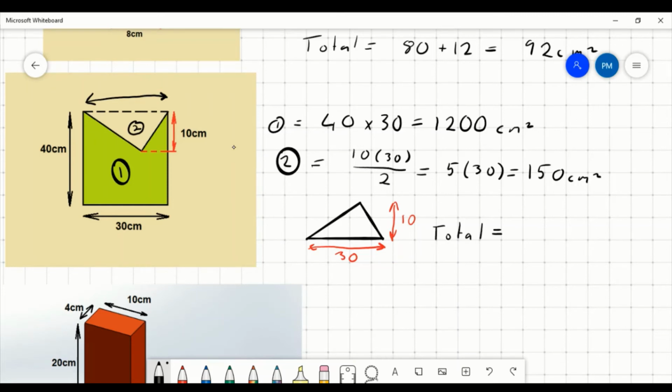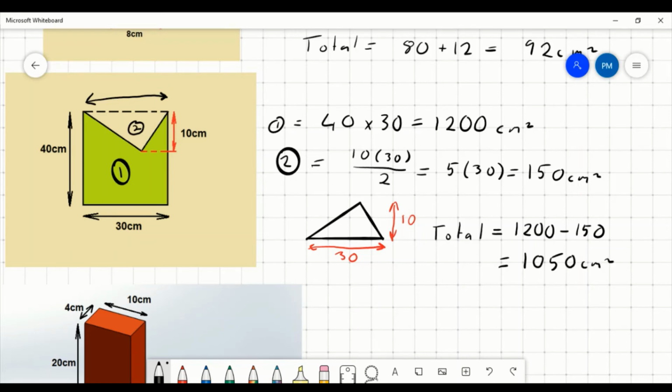And then the total will be 1,200 minus 150. So maybe not realistic to the diagram I've drawn here, but we'll work it out all the same. 1,200 minus 150. And that gives us 1,050 centimeters squared.